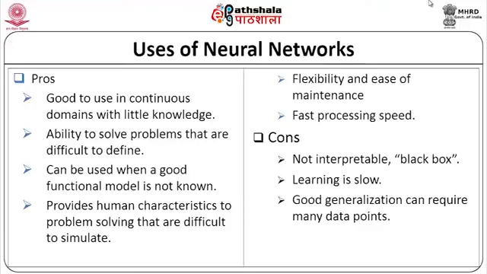It can be used when a good functional model is not known. If you know a good functional model, there are other machine learning methods suited for such problems. It provides human characteristics to problem solving that are difficult to simulate, otherwise you would never have simulated human characteristics. It is flexible and easy to maintain, and it has fast processing speed because of parallelism, not fast training, fast processing speed. The disadvantages are the same as said before, you do not know a functional model. So it is not interpretable, you give the input, you get the output correctly, but it is a black box. Learning is slow. When you do the training, that learning is slow. For good generalization, you may have to provide a lot of input data points.